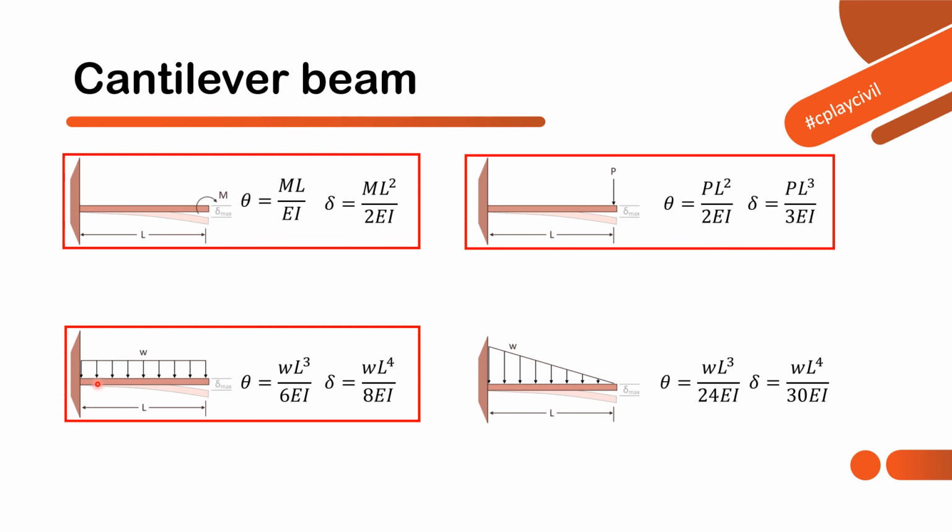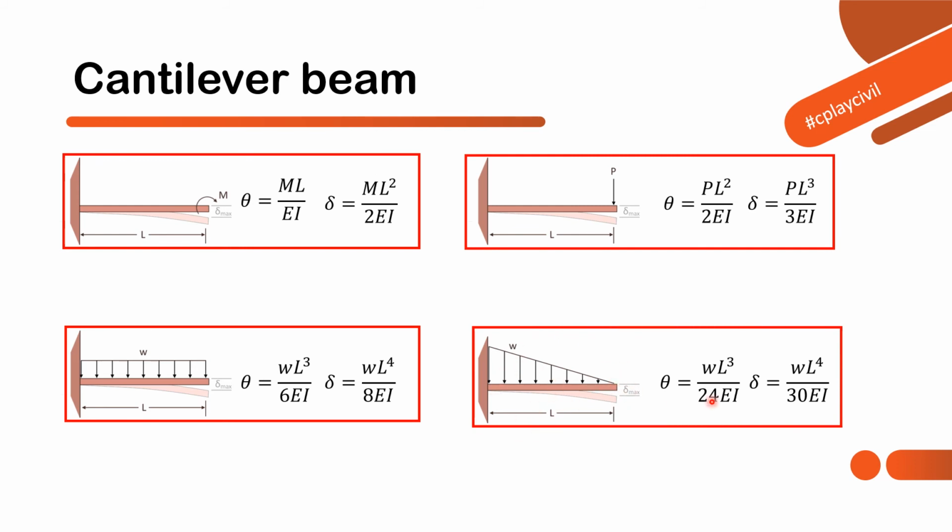And when a cantilever beam is subjected to UDL, then the slope is given by theta is equal to WL cube by 6EI and del is equal to WL power 4 by 8EI. And similarly, we have triangular loading. When this type of loading is occurring, then theta is equal to WL cube by 24EI and del is equal to WL power 4 by 30EI. In the cantilever beam, only at the free end there will be deflection. At the fixed end, the slope and deflection will be 0.